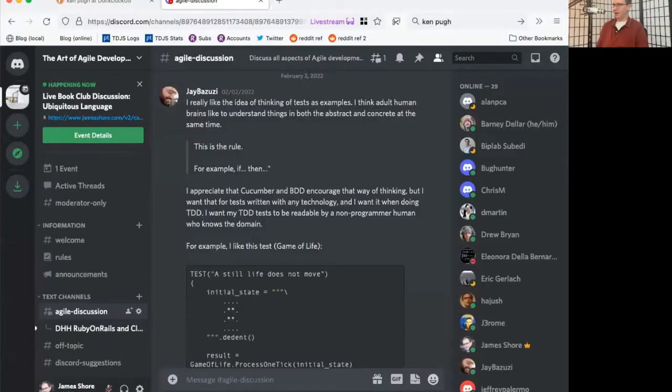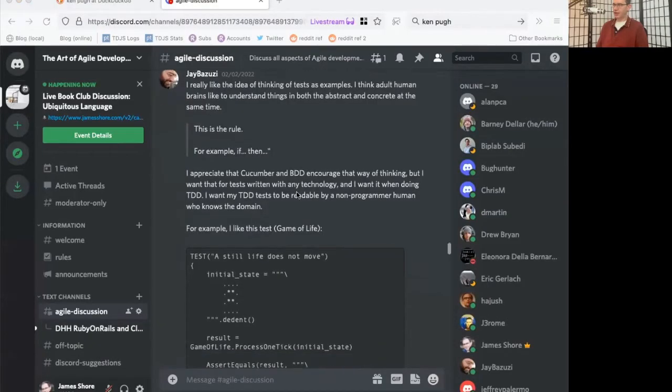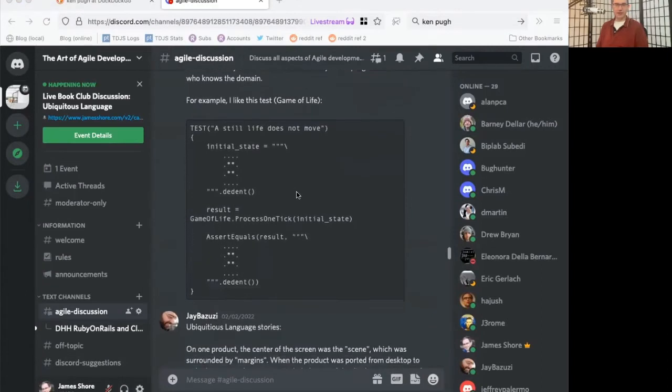Yeah. And this is actually what inspired me to invite you up to speak about it, because you did post an example of this on the Discord. I'm going to go ahead and share my screen so everybody can see this example. So Jay wrote, of course, this is Game of Life, which is a bit of a toy example, but you share this example of, well, here's your initial state and here's the state we expect. And that is very, very readable. And I love how readable that is.